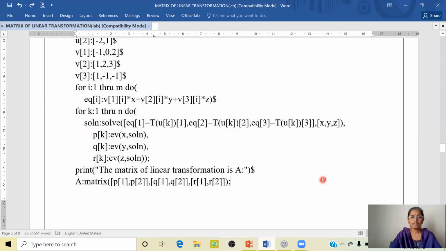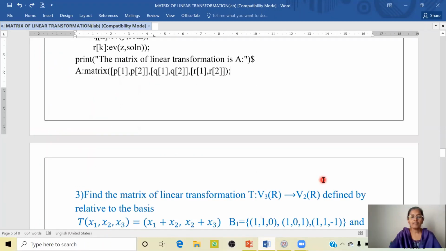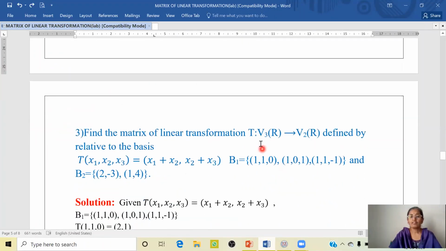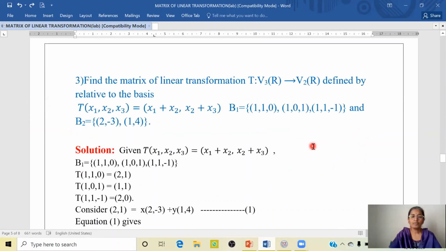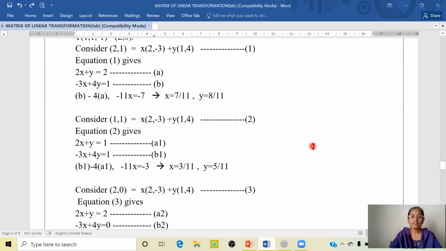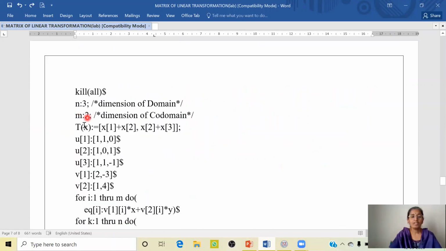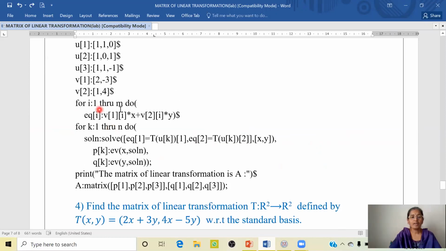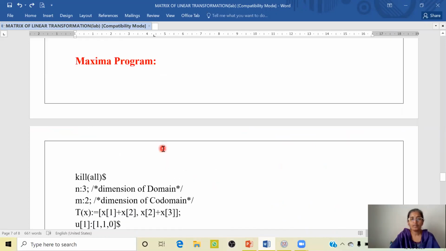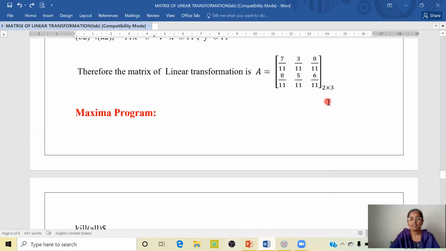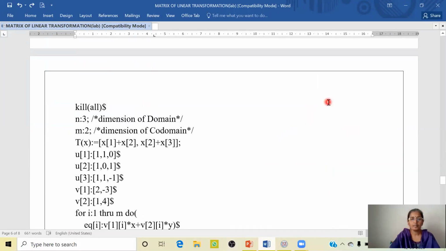Similarly, we can see examples wherein the linear transformation is from dimension 3 to dimension 2, and here there will be only one change, that is n will be equal to 3 and m is equal to 2, and here I runs from 1 to m and k runs from 1 to n. So you are going to get the matrix of order 2 cross 3, that is 2 rows and 3 columns.